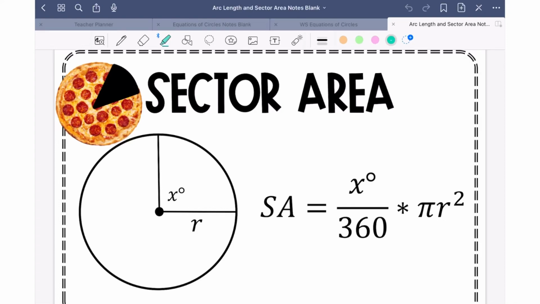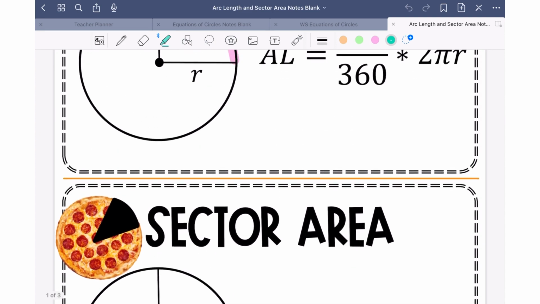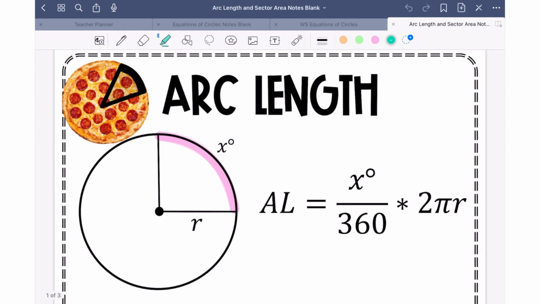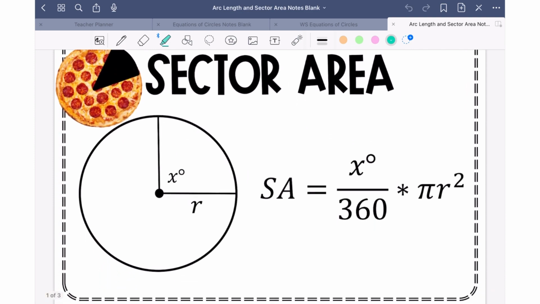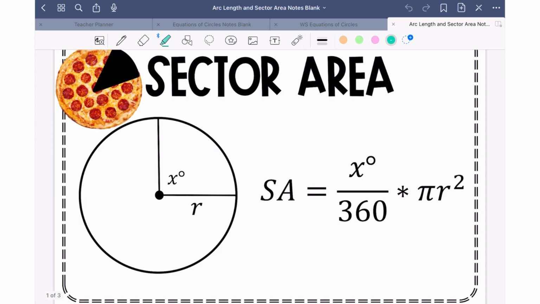Okay, let's get started with sector area. This is not the same as arc length for a lot of reasons. So going back to the pizza comparison, the arc length was kind of calculating the crust of the pizza, and for sector area, we're calculating all of the pepperoni, the cheese, everything that goes inside, or whatever toppings you like on your pizza.